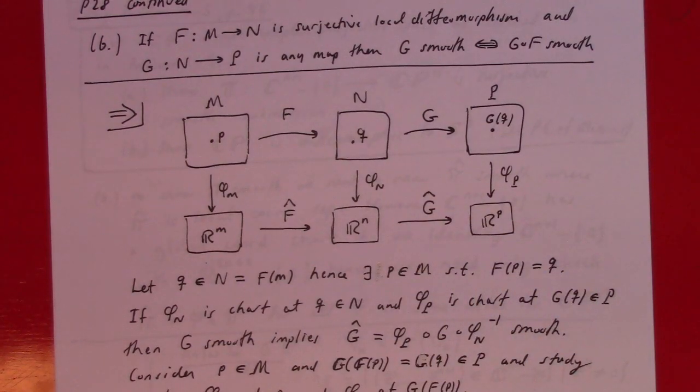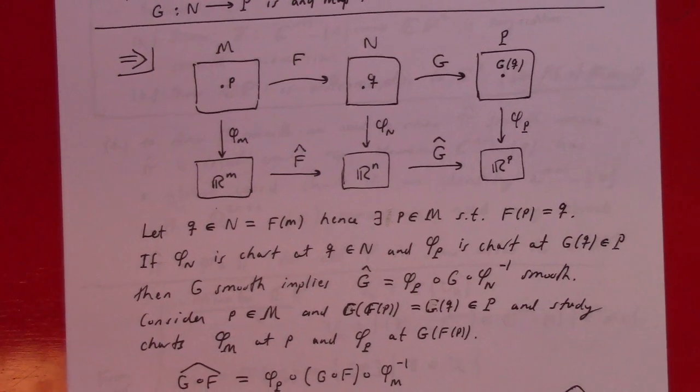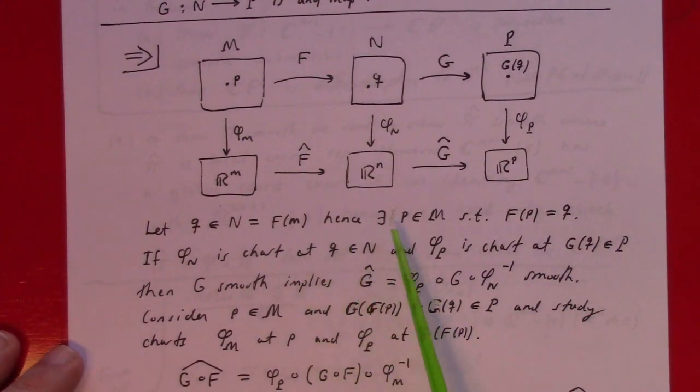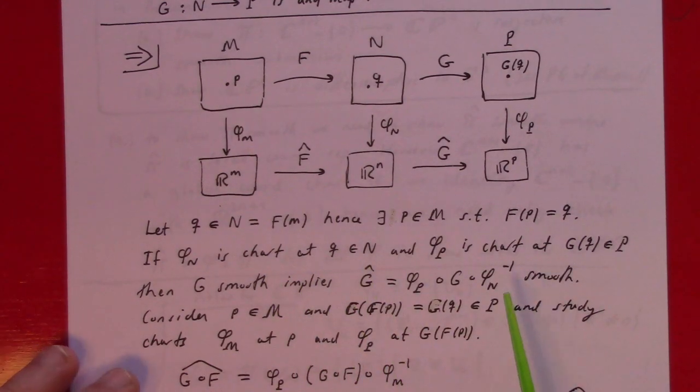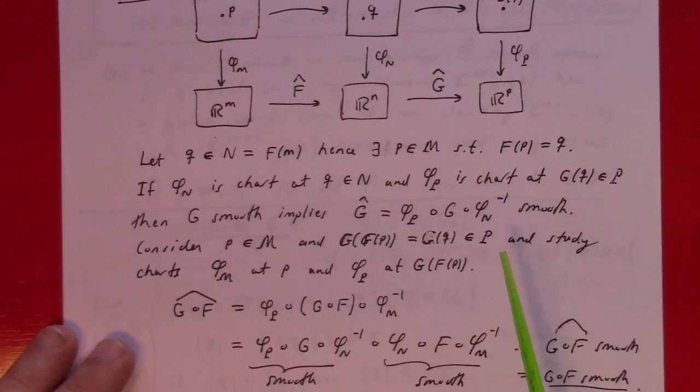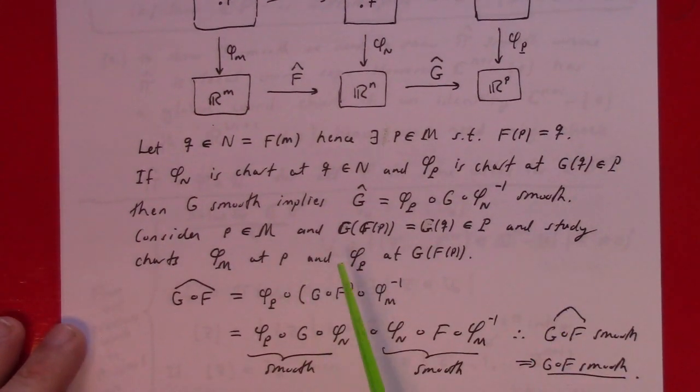Anyway, going on here. Where was I? Since F is surjective, I can find a point that maps to Q, and then I can find a chart there. Smoothness of G gives me that the local coordinate representative is smooth.